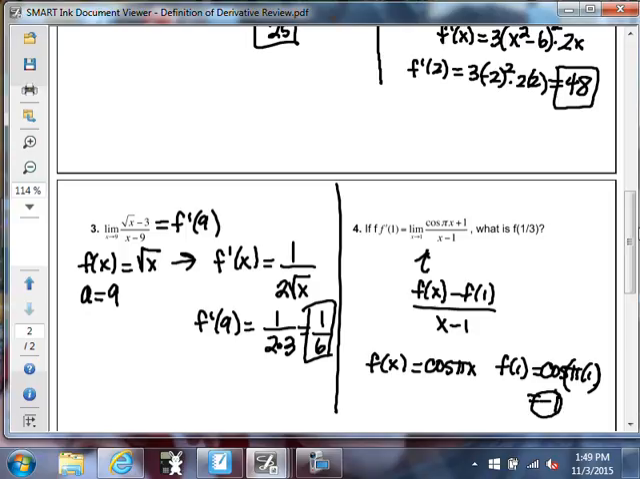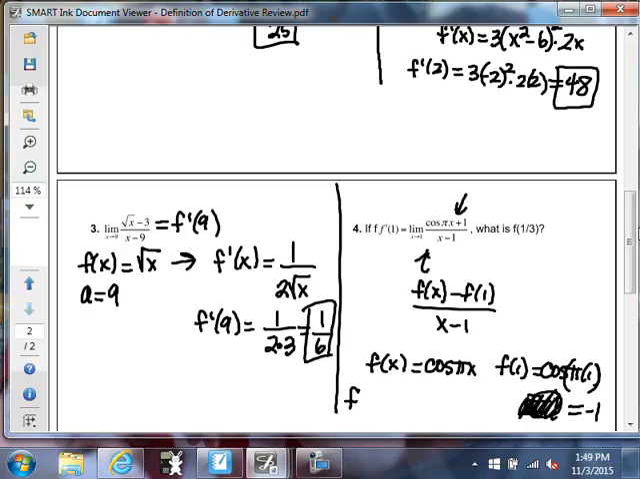Oops, that's really sloppy. Oh man, of course my eraser stopped working. All right, so that's negative 1. So that's why it was plus 1 here, right? Because it's minus a negative 1. So we have our f of x. Now this isn't asking for f prime or anything. It's asking for f of 1/3.